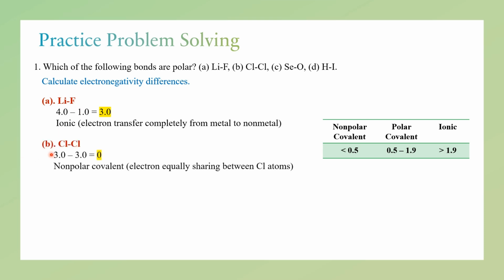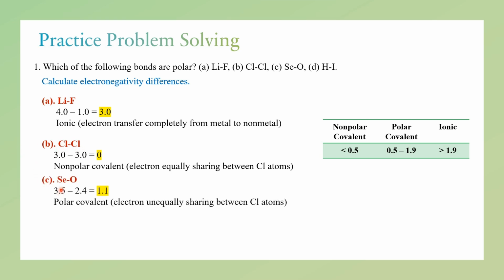Second one, the bond between chlorine and chlorine. Chlorine is 3.0, 3.0 minus 3.0, zero difference. Zero difference is non-polar covalent. Electrons in this covalent bond are equally shared between the two chlorine atoms.